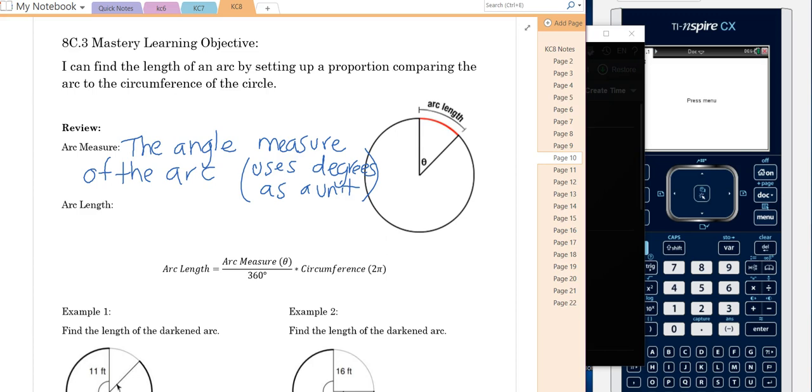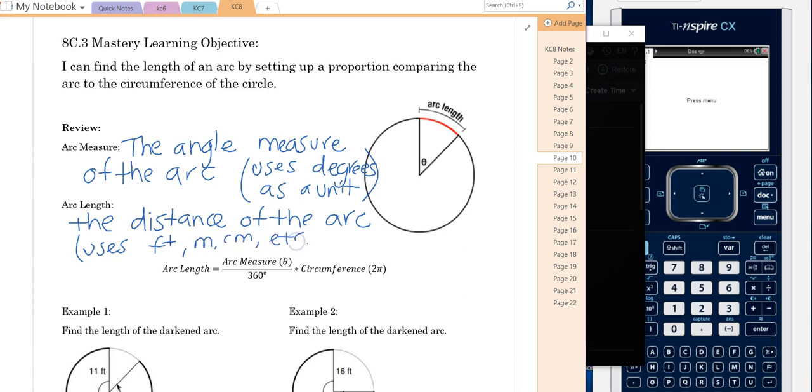Our arc length is the distance of the arc. And this is typically measured in some type of unit of measure. It uses either feet, meters, centimeters, something that you're measuring distance with. So it could go on and on. And that's how you know the difference between an arc measure, which is going to be a degree, and arc length, which is going to be a unit of distance.